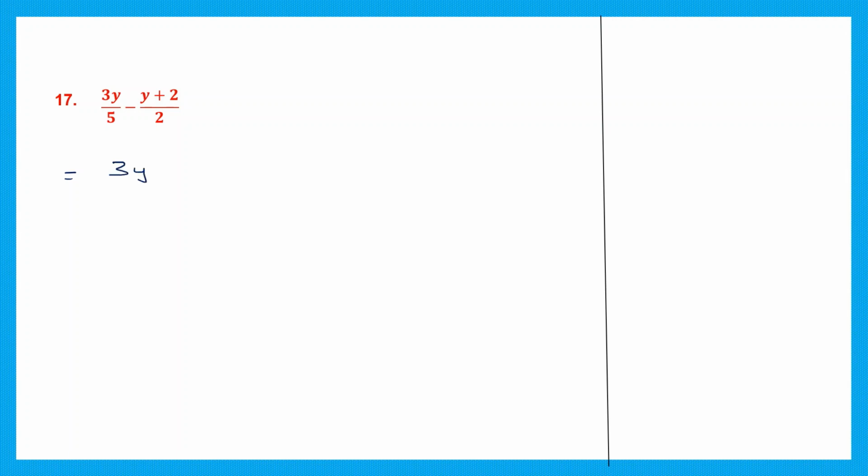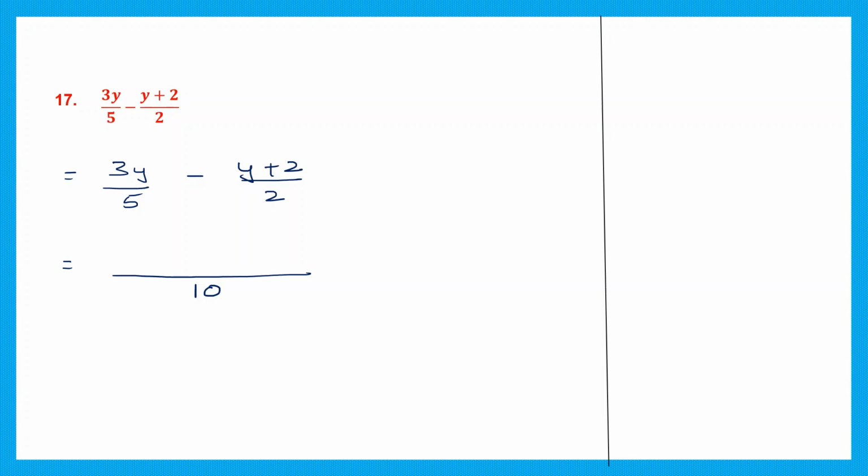3y by 5 minus y plus 2 by 2. Now look at the denominators 5 and 2. Both are prime numbers. So the LCM will simply be the product of 5 and 2. 5 2s are 10. So our LCM here is 10.